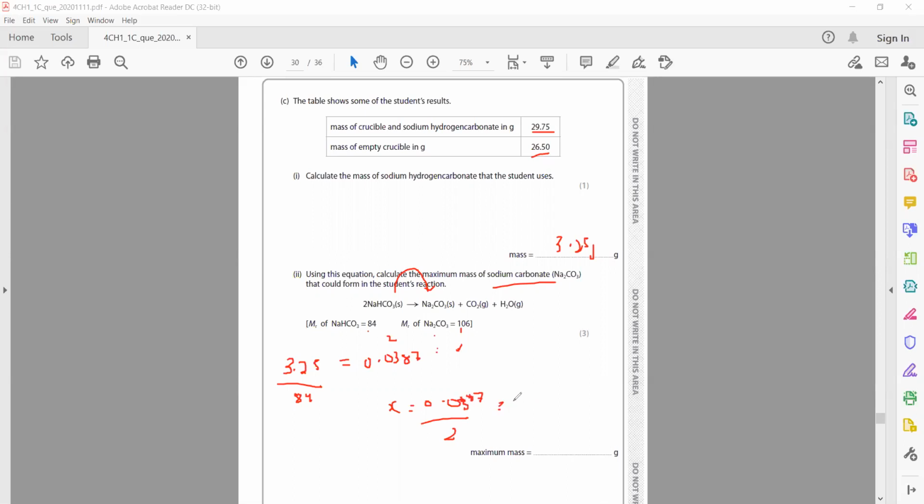What's the answer? 0.0194. And that's the moles of sodium carbonate multiplied by molar mass, which is given, 160. So this will be multiplied by 160. So 0.0194 times 160. What is the mass in grams? 3.10 grams of sodium carbonate is formed from sodium hydrogen carbonate.